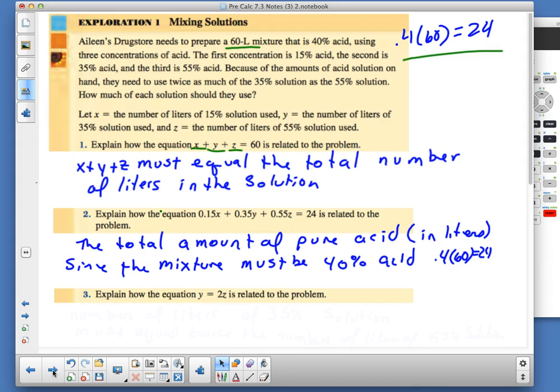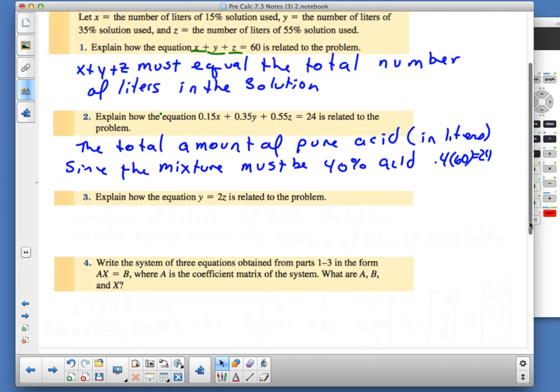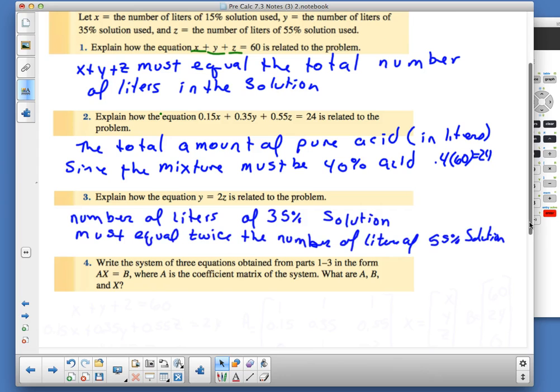Now, they said in here, you need twice as much of the 35% solution as the 55% solution. That's what's going on in step 3. Twice as much, okay? So the number of liters of 35% acid solution must equal twice the number of liters of the 55% solution.